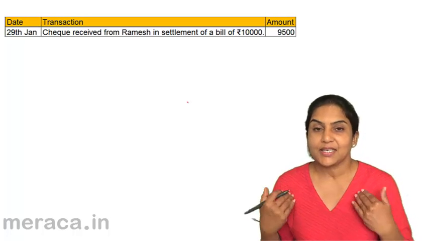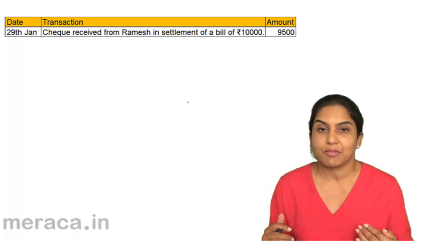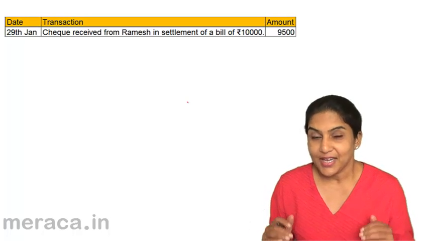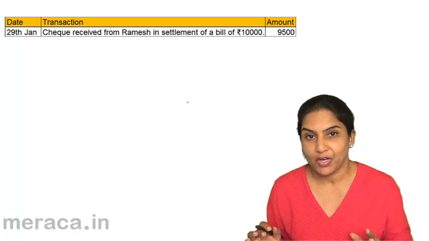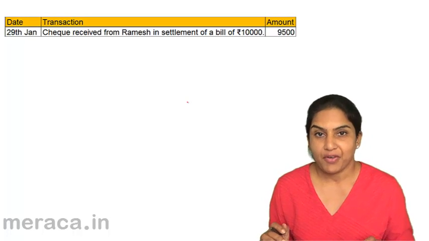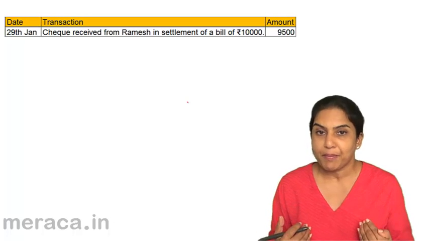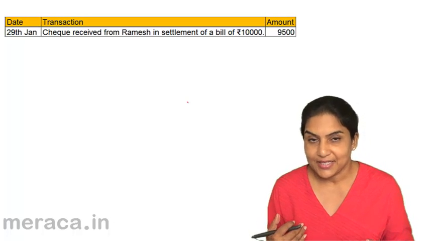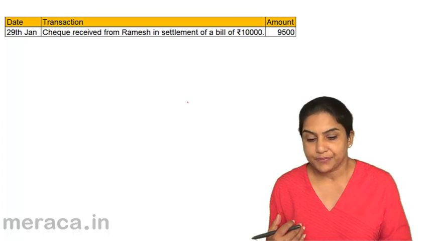The business is allowing a discount. The business is allowing the customer to pay a little less if he pays up before a particular date. If he pays this money now, he gets a discount of 500. So this is discount allowed. So when we receive payment, we receive a little less. That is discount allowed and an expense.